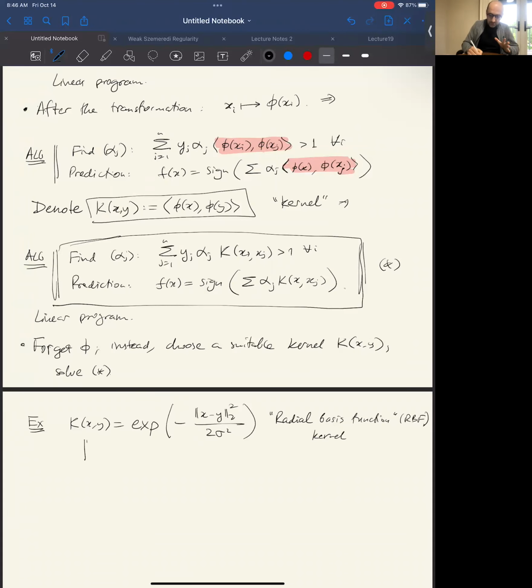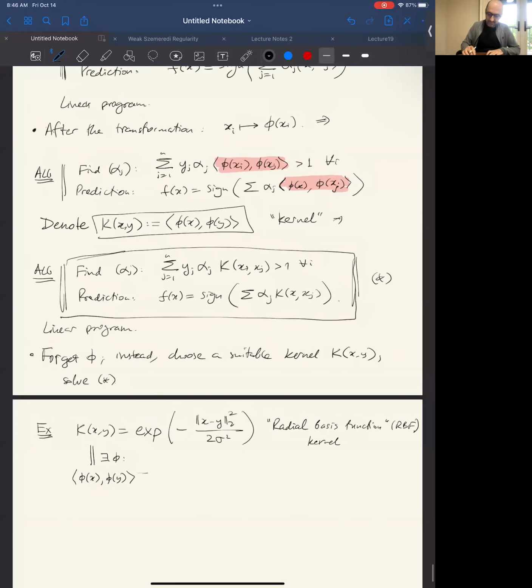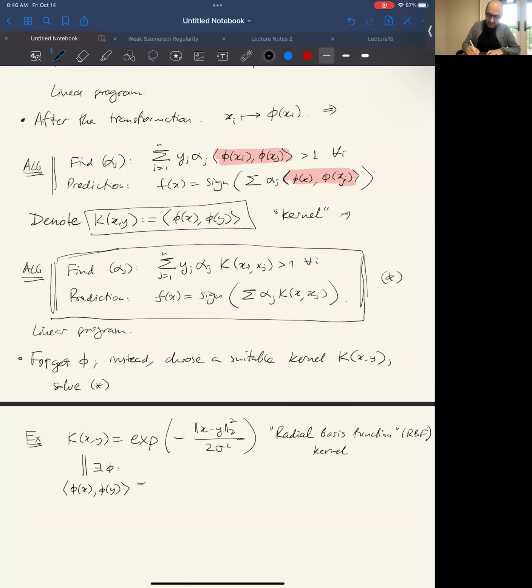Of course, we need to make sure that there exists a phi that gives rise to this kernel. It's not true that for any phi there exists something like this. But we don't need to know it. We don't need to know phi. We just need to use the kernel itself.